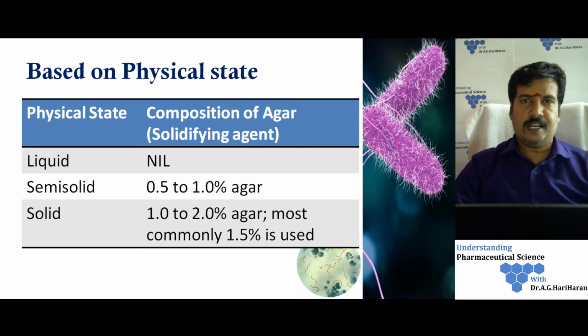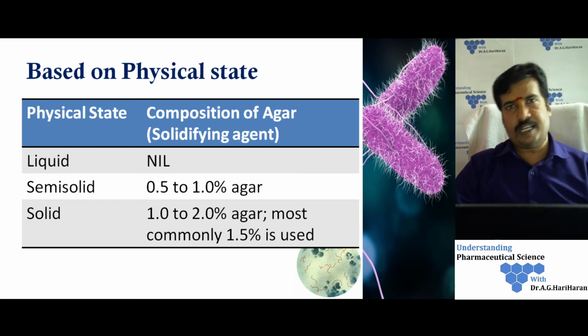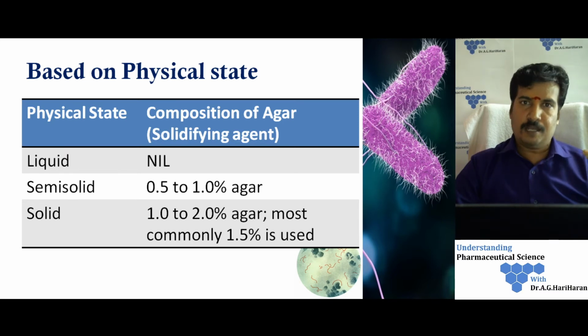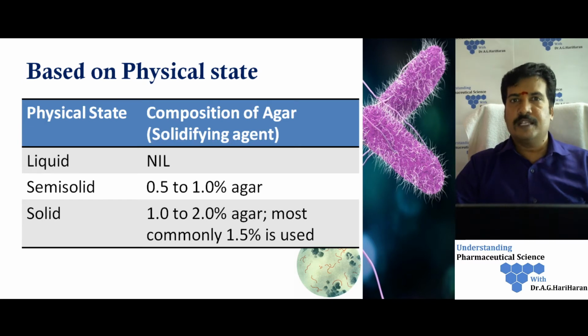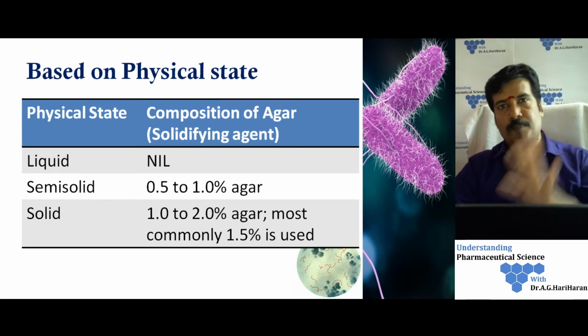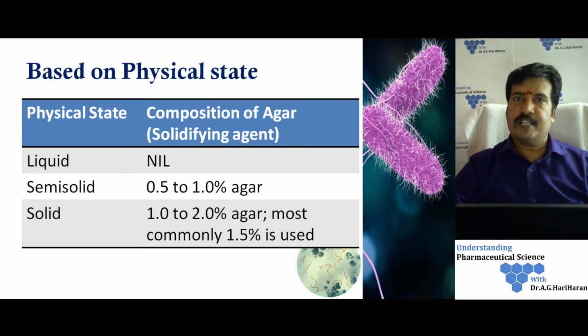The reason is that the physical state of the media can be changed for the same nutritional composition only by adding a particular solidifying agent. The major type we use is agar. So in liquid or broth culture media, there is no agar, nil agar. In semi-solid, around 0.5 to 1% of agar is added, whereas in solid state we generally add 1 to 2 percent. The most optimal condition is 1.5% of agar.